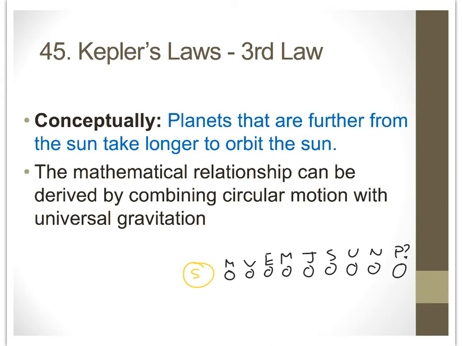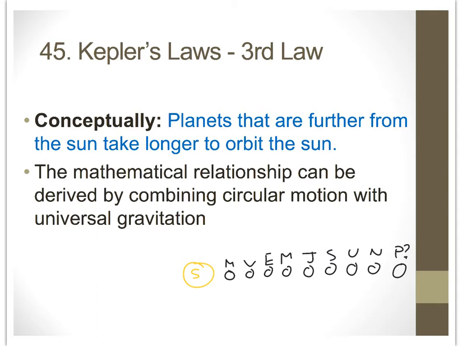Pluto takes over 200 years to orbit the sun once. It's actually a fun fact about Pluto. From the time that it was discovered, all right, it was the last planet discovered, until the time that it was reclassified as a dwarf planet, it didn't even get to go around the sun one time. Okay, that's how long it takes Pluto to orbit.